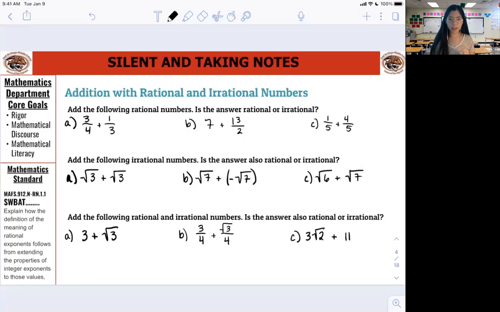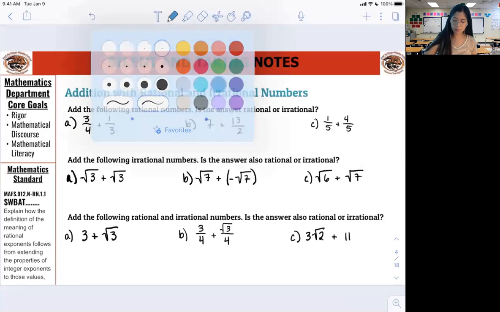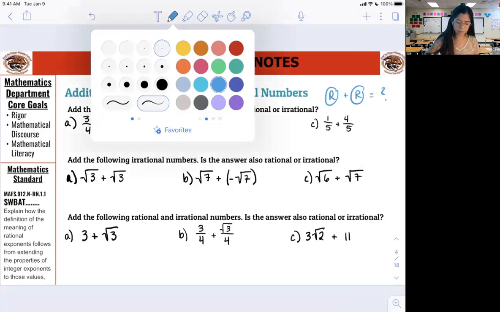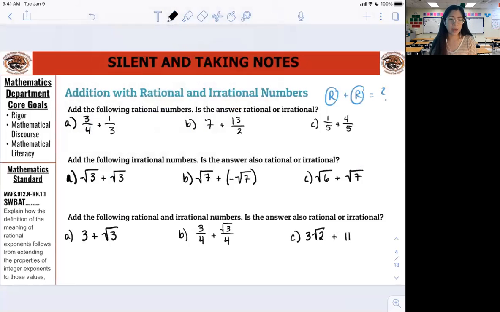With the first set of examples, we're trying to see what happens when you add a rational number with another rational number. I put up a few examples because examples always help us see what the pattern is. Let's take a look at A. 3/4, that's a rational number. 1/3 is a rational number. Let's add them up and see what happens.